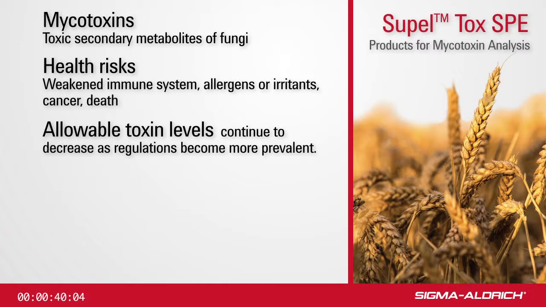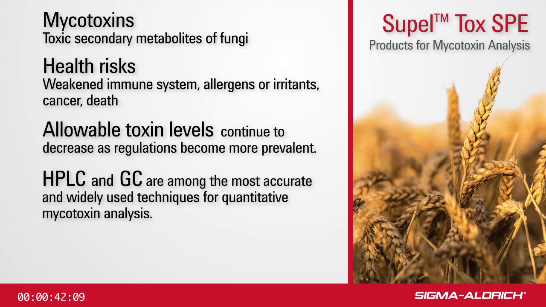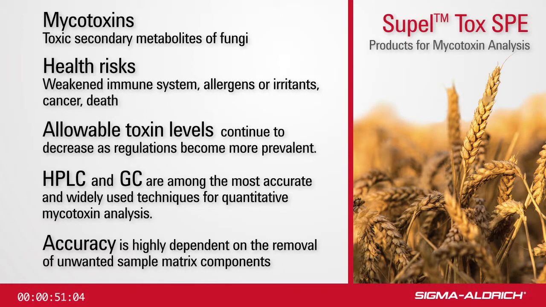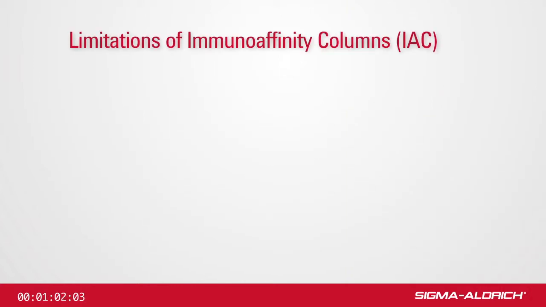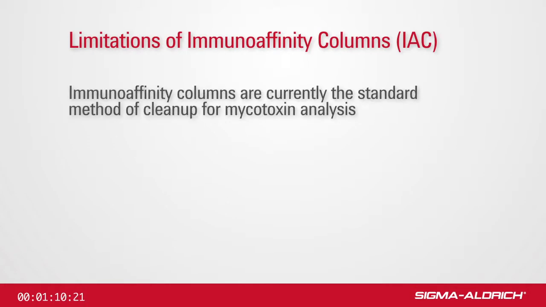For quantitative mycotoxin analysis, HPLC and GC are among the most accurate and widely used techniques. The accuracy of the analysis method is highly dependent upon the removal of sample matrix interferences. Therefore, sample preparation is essential for quantitative mycotoxin analysis. Currently, those performing quantitative mycotoxin analysis use immunoaffinity columns, or IAC, for mycotoxin purification.